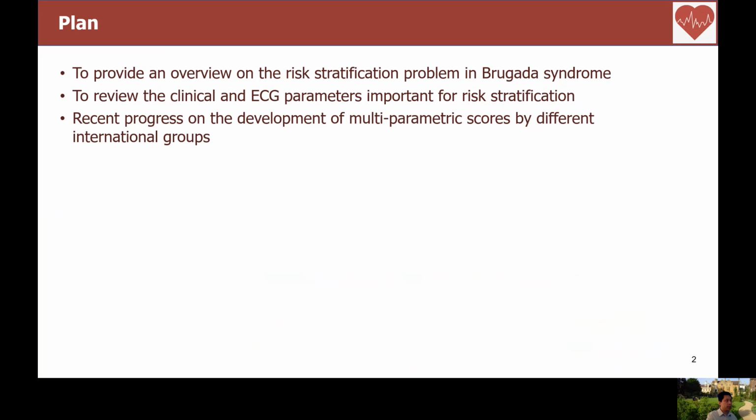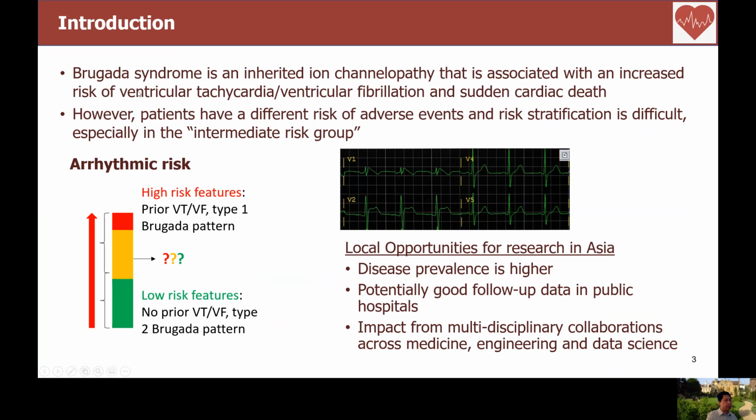So as we all know, Brugada syndrome is a significant problem, especially in the Asian Pacific region. And really the most difficulty we encounter as clinicians is what to do with the intermediate risk group patients. So we chose this disease to study because the disease prevalence is higher, and that also applies to Hong Kong, where all of our data came from. There's also very good linkage of electronic health record data in the public hospitals in the region.